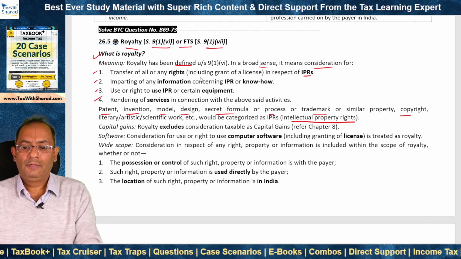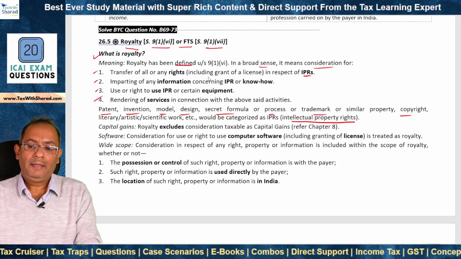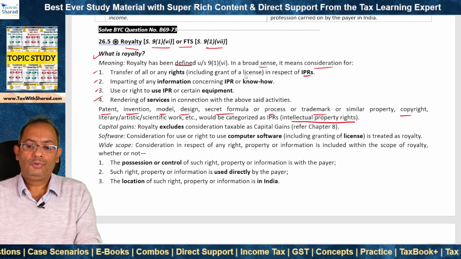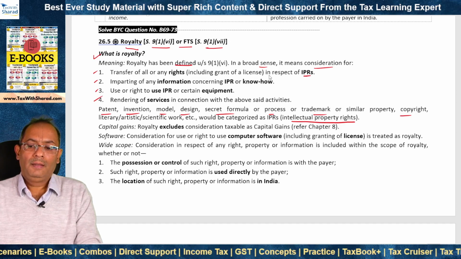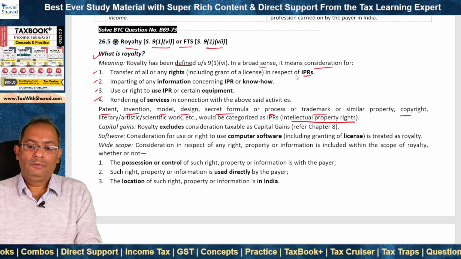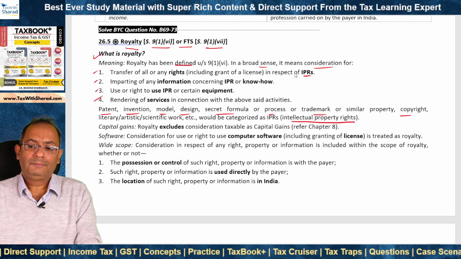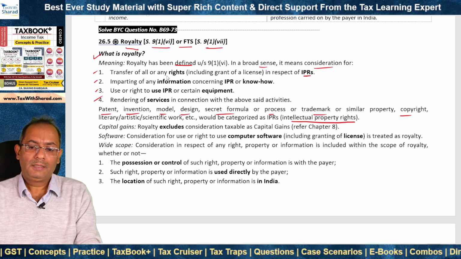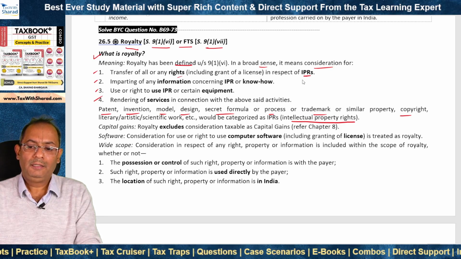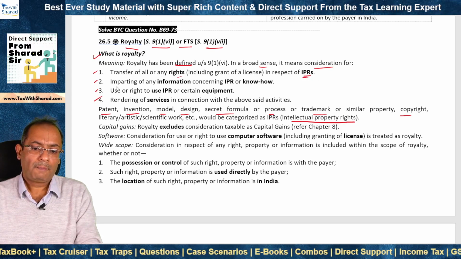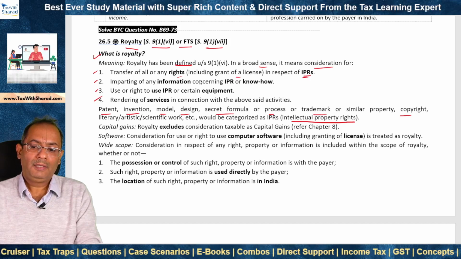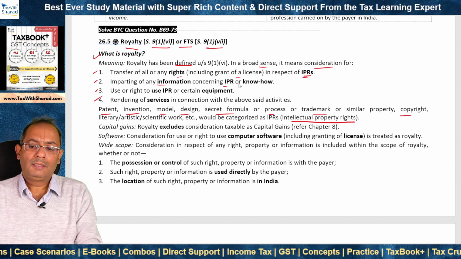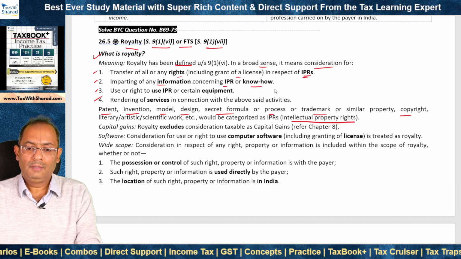So for example, if there is a patent and a person transfers the right to use the patent to another person, and in consideration of which he is made a payment of royalty, right, that will be covered under section 9(1)(vi). So transfer of the rights in respect of an IPR, and it includes grant of a license. Second, imparting of any information concerning IPR or know-how, right?